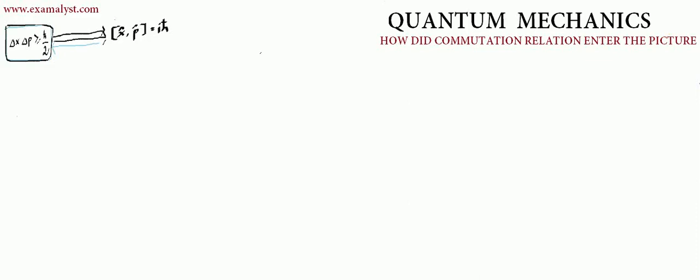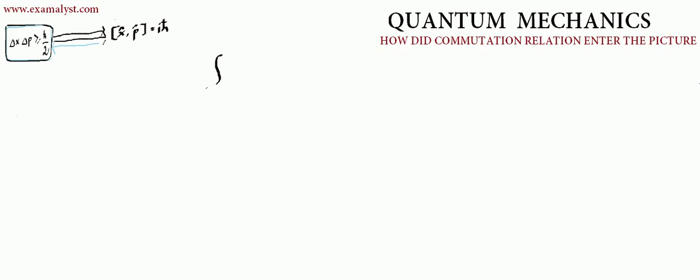Hello guys, welcome to Exam List, and in today's lecture series we will explore the connection of commutative relation with Heisenberg uncertainty principle. Now before that, let us take a quick review of the notation we have learned in the last lecture.